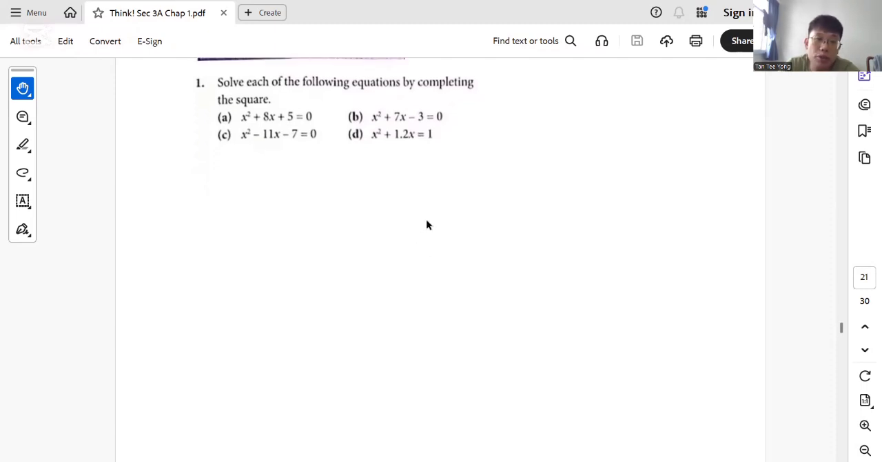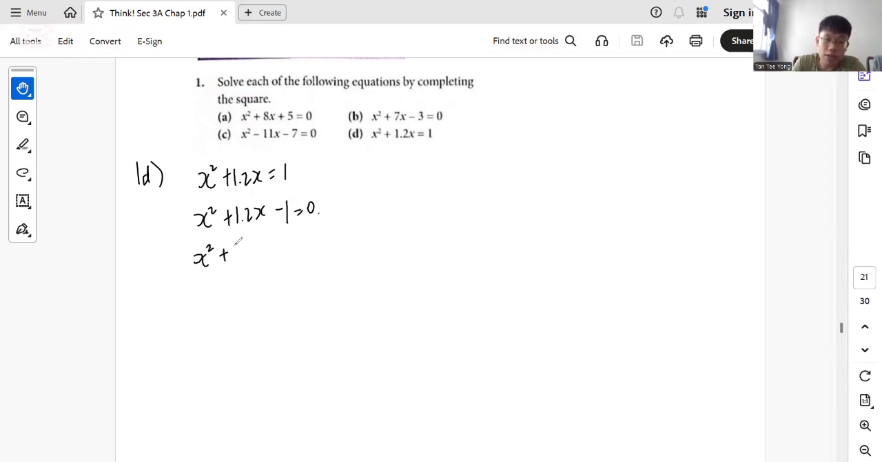So first thing I'm going to do question 1D. For 1D, x squared plus 1.2x equals to 1. So x squared plus 1.2x, then I bring over the 1, so minus 1 equals to 0. And after that, I try to do completing the square. So plus 1.2x plus 0.6 square.